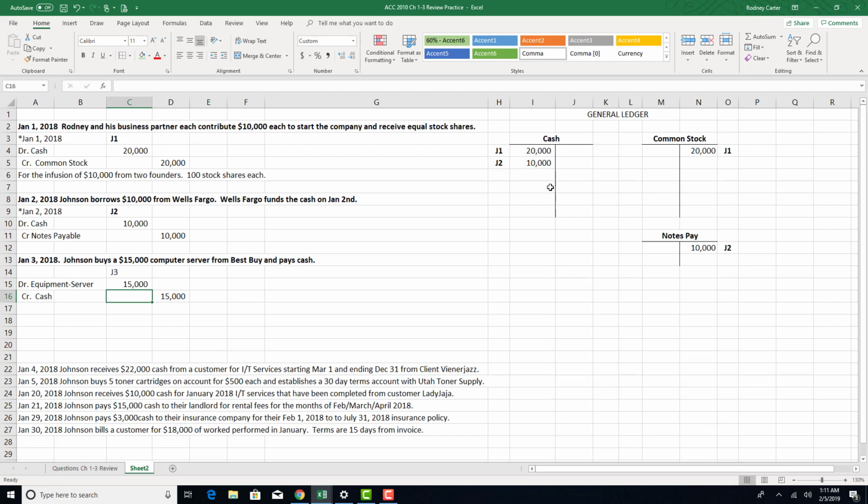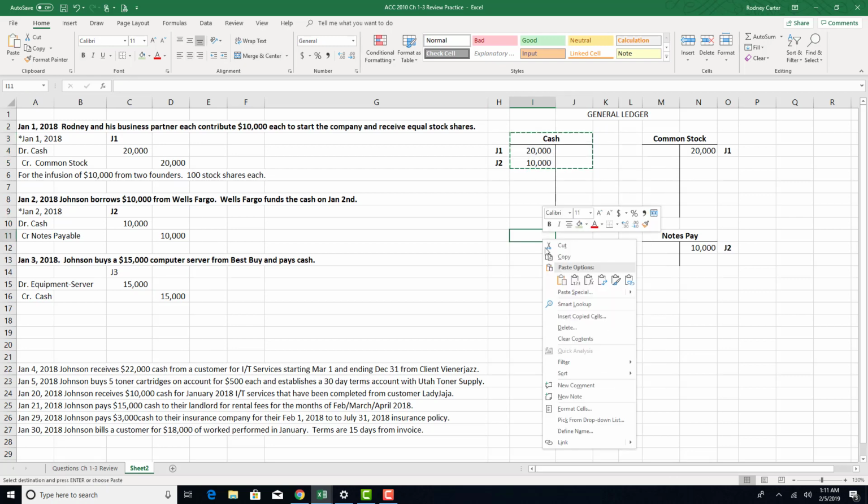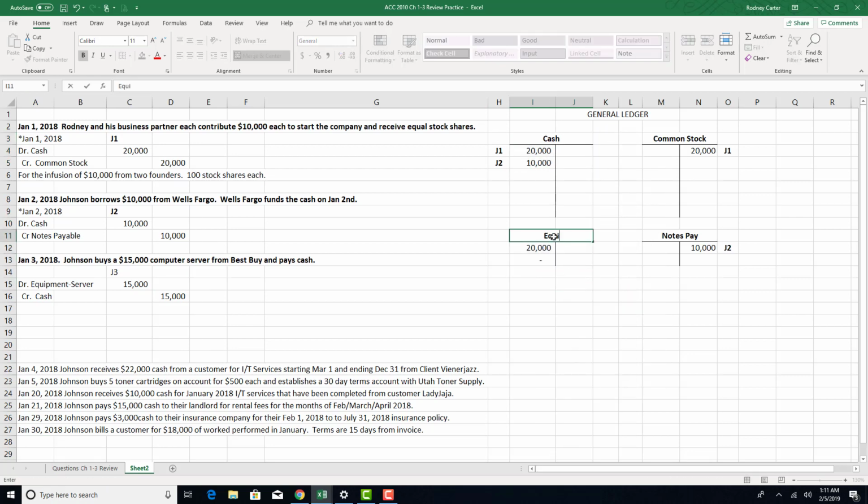But there we go. So I'm going to make myself another quick T account down here. I'm going to call it equipment. So J3, $15,000, and we have our first credit for $15,000 from J3. Now, what's my cash balance after 3 transactions? My cash balance is 20 plus 10 minus 15.